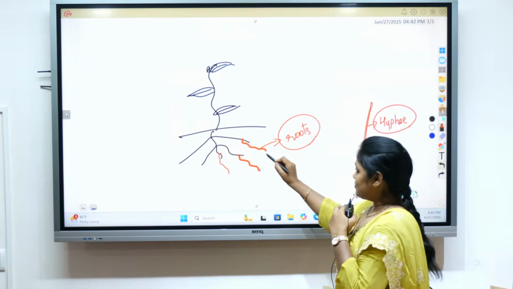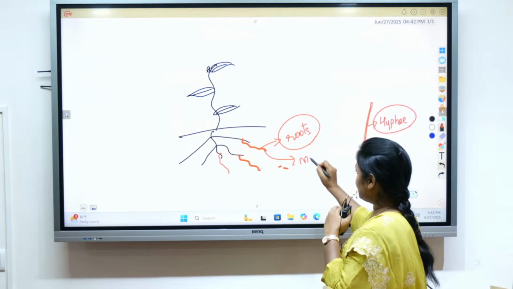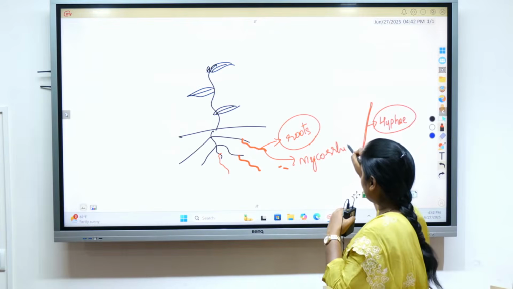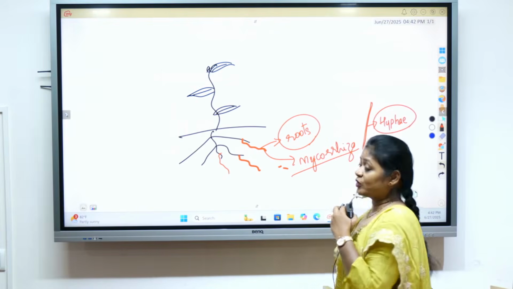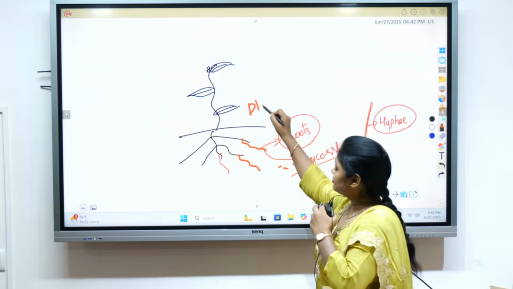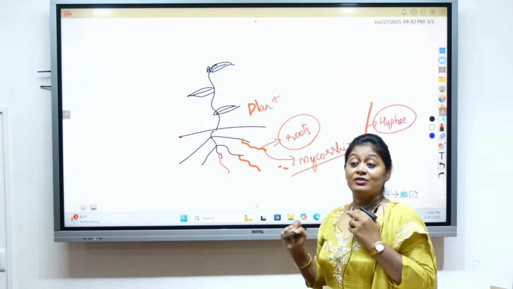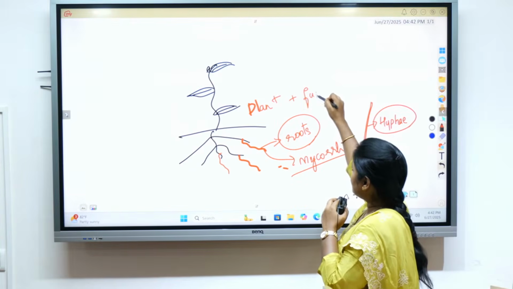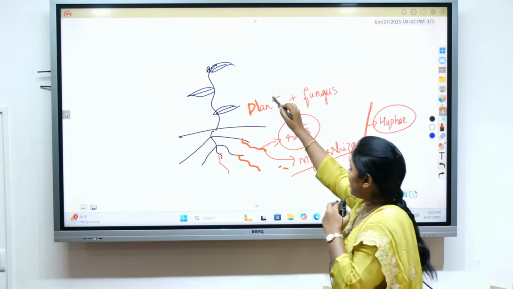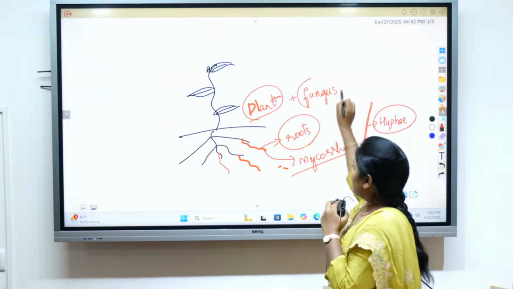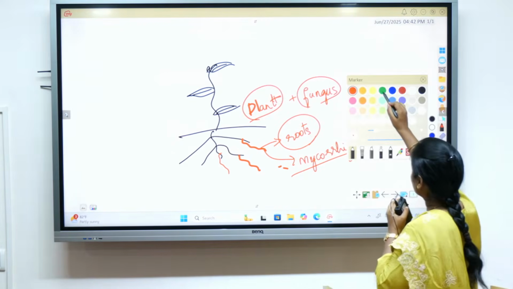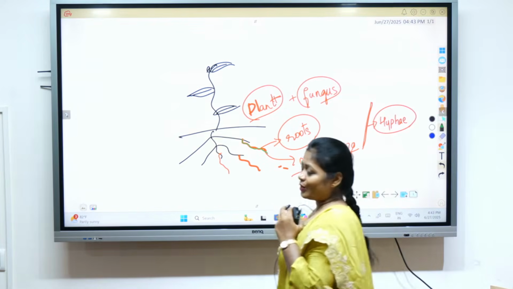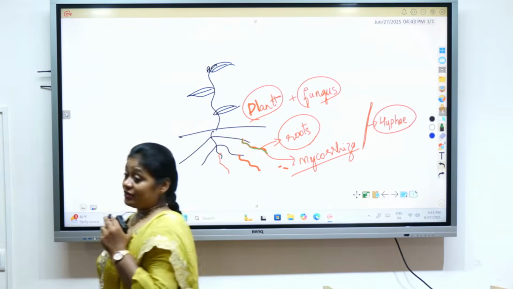So what will this mycorrhiza be doing? This association is nothing but mycorrhiza. It is a symbiotic association between plant and fungus. Because the fungus is getting attached to the plant, how is it beneficial for the plant?